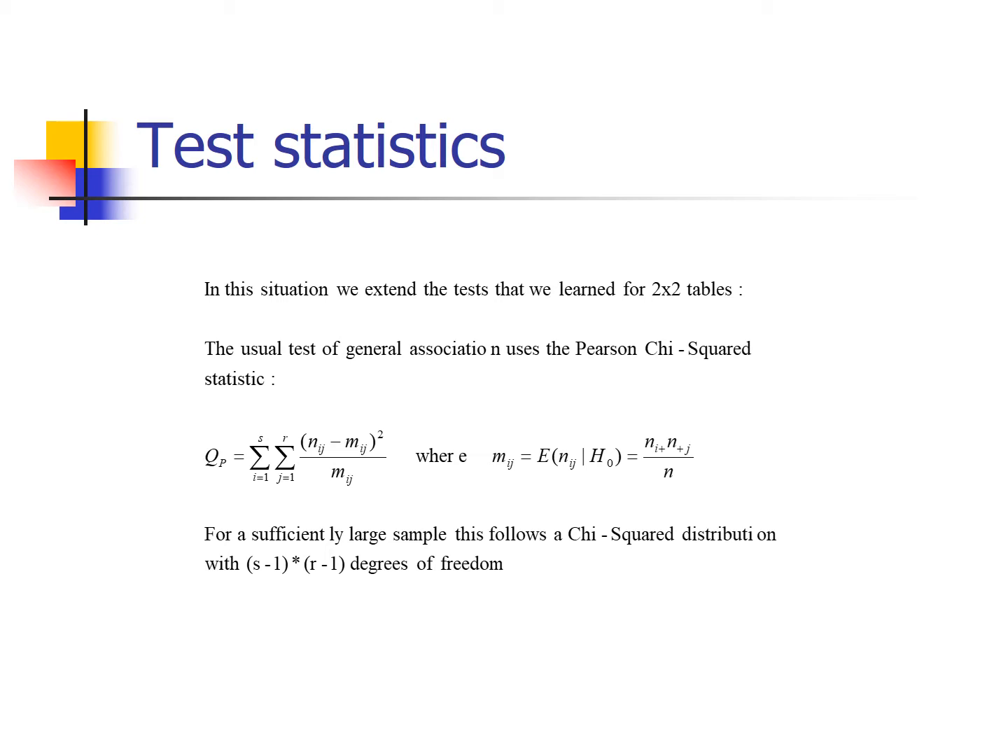It turns out we can show mathematically that for a sufficiently large sample, this test statistic will follow a chi-squared distribution with S-1 times R-1 degrees of freedom. Incidentally, do we see how the 2 by 2 Pearson that we've already learned is a special case of this? Especially if we look at those degrees of freedom. If we have a 2 by 2 table, then our degrees of freedom are 2 minus 1 times 2 minus 1, so that's just 1 degree of freedom.